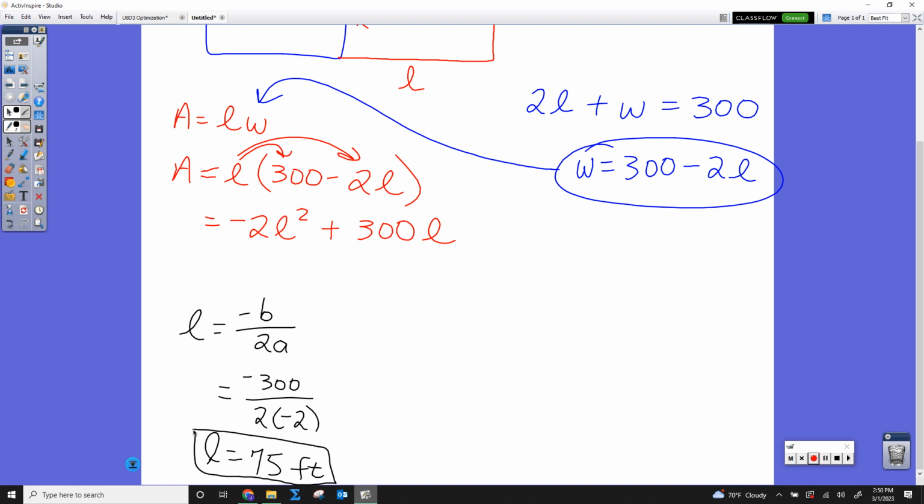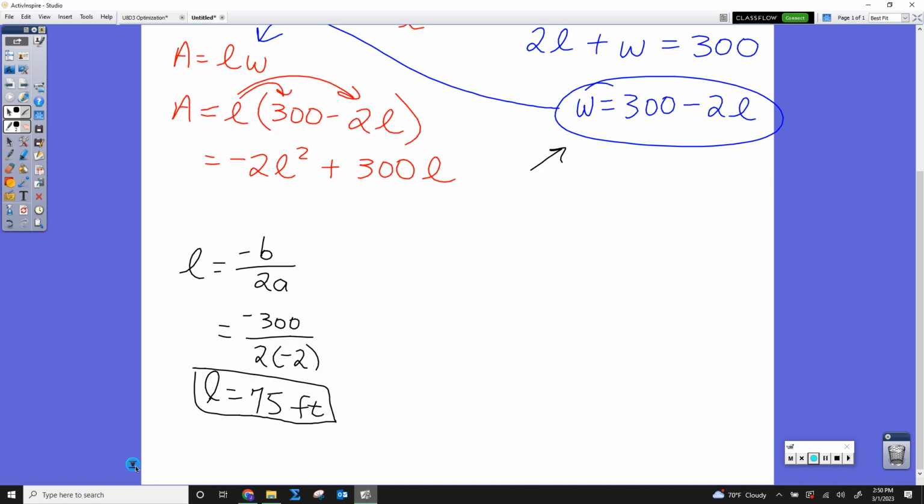So our length is 75 feet, but we already had this equation up here, right? Our width is 300 minus 2L, so if we want to find the width, our width would be 300 minus 2 times that 75. So our width would be 150 feet. All right.